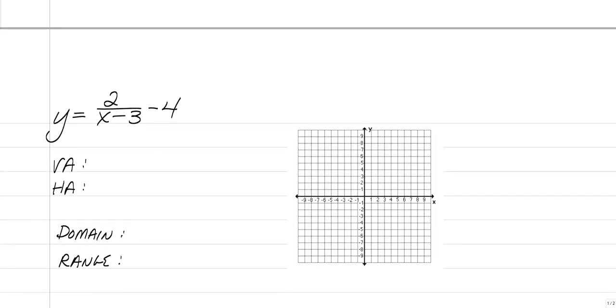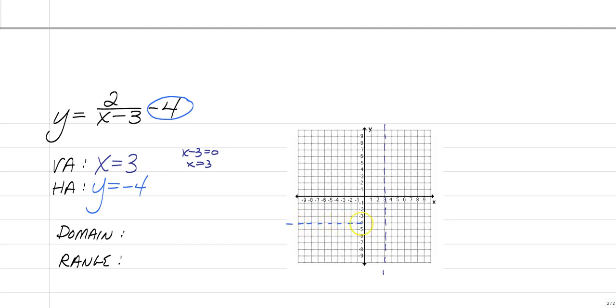Here's one in the first form. So in the first form, the vertical asymptote is what makes your denominator 0. So all you have to do is take your denominator and set it equal to 0. So x minus 3 equals 0, so x equals 3. That is your vertical asymptote. So we're going to go to x equals 3, and we're just going to sketch the vertical asymptote. Your horizontal asymptote, when it's in this form, is y equals this number off to the side. So y is equal to -4.